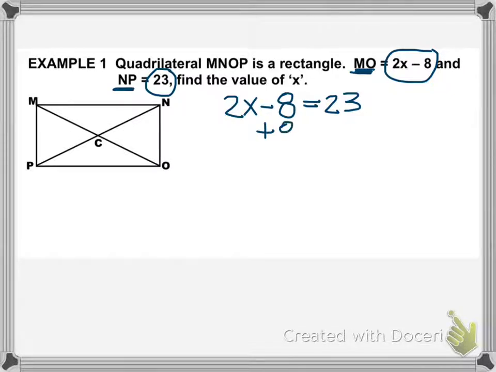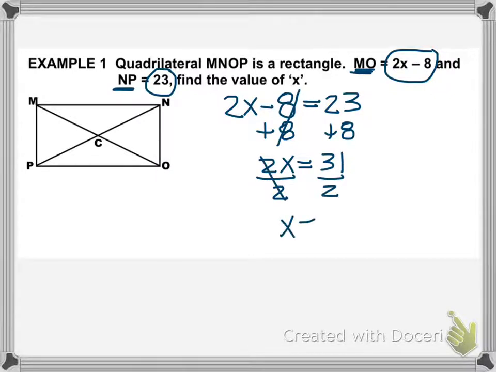So we'll add 8 to both sides. So 2x equals 31. Divide both sides by 2. And x equals 15.5. So it just had us find the value of x. Now, if we wanted to find the length of the diagonals, we could just go back and plug them in here. The other diagonal is 23, so this one should also equal 23 if you plug that in.